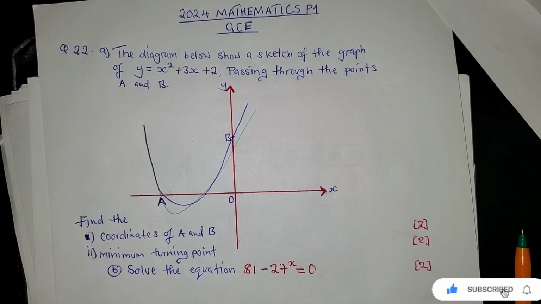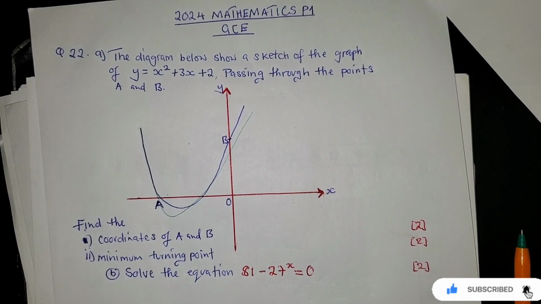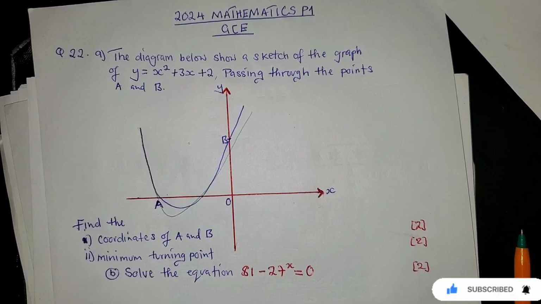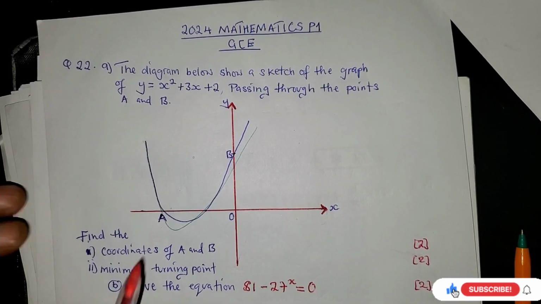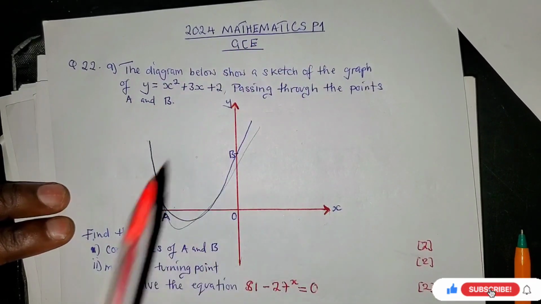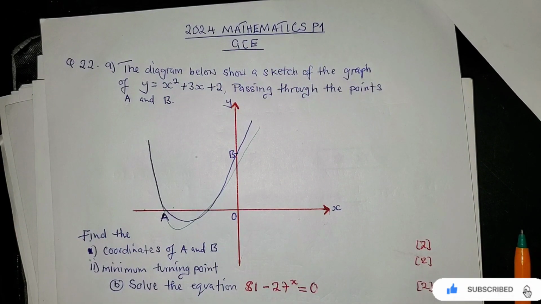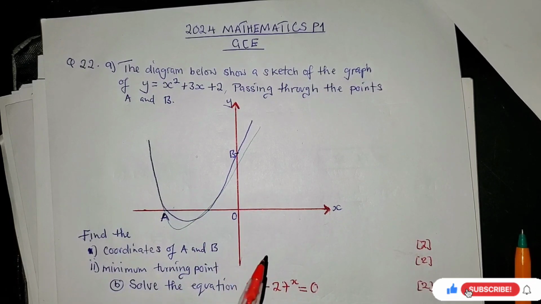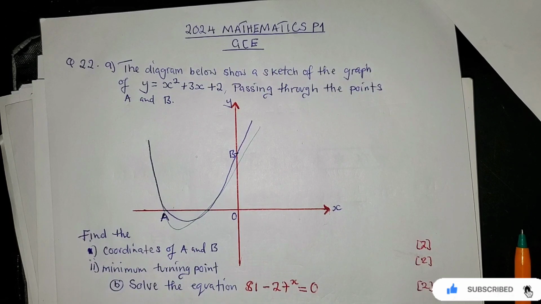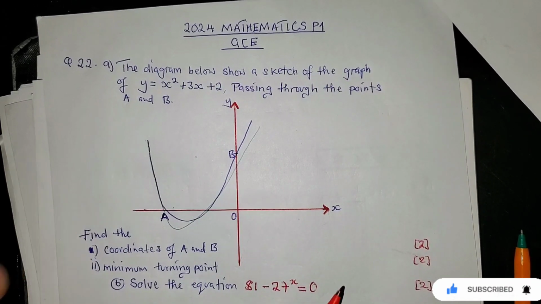Okay, this is question 22. This question 22 is also part of the 2024 Mathematics Paper 1 GCE. It is 6 marks, meaning this is where you can get a lot of marks, guys. Make sure you solve this question, those who are writing in October, November, somewhere there, and next year, which is 2025 GCE.